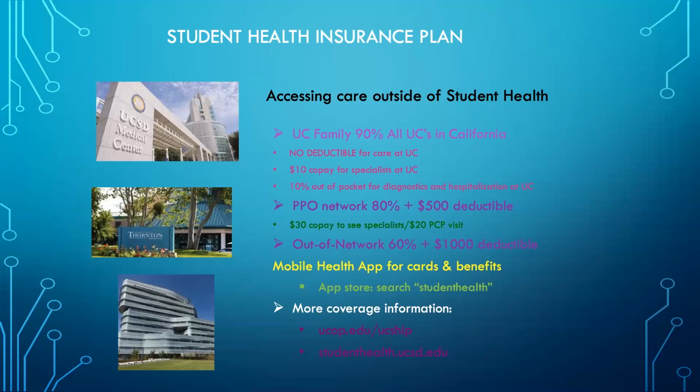If you want to find out more benefit information or detailed benefits, depending on what your individual needs are, please visit our Office of the President, ucop.edu/UCShip or studenthealth.ucsd.edu, and we'll be able to provide any of that benefit information for you.